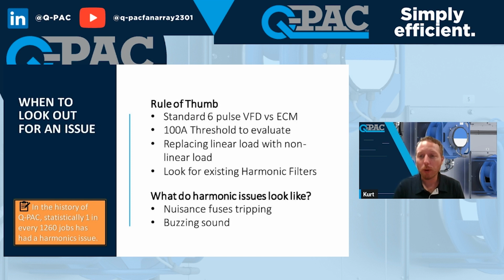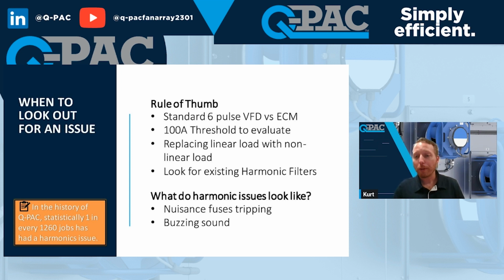So if it's 100 amps or more, sure, let's start to evaluate it. You have an issue, or definitely look out, whenever you're replacing a linear load with a non-linear load. This means that if you have a system with basically 100 amps or more directly connected to an AC motor, meaning there's not a VFD involved, and you're replacing that system with an EC fan array, that might be a flag where you want to look into some harmonic mitigation, or at least be aware of it in case there are issues after the install.